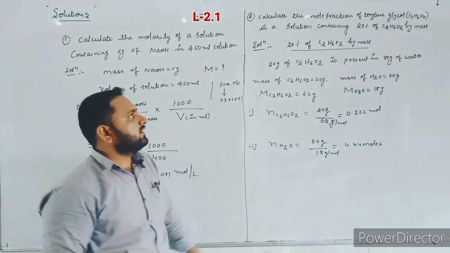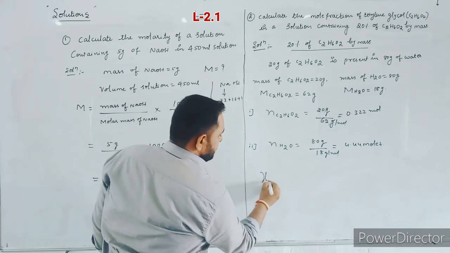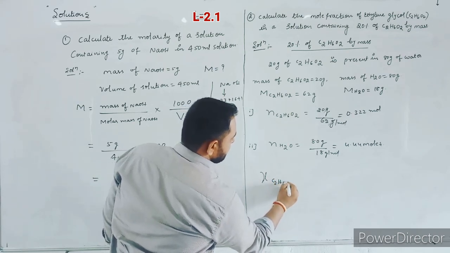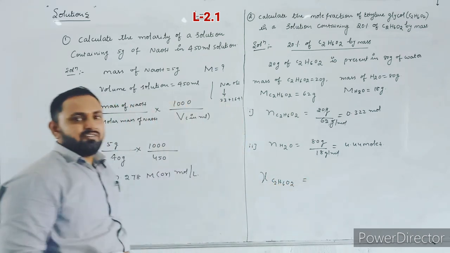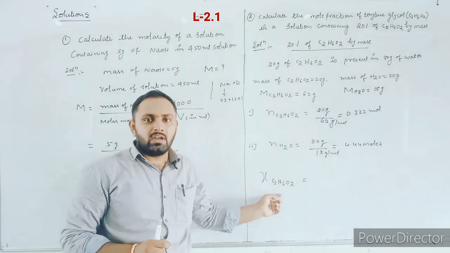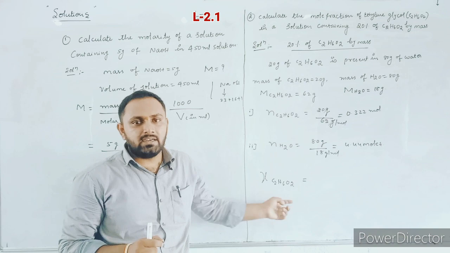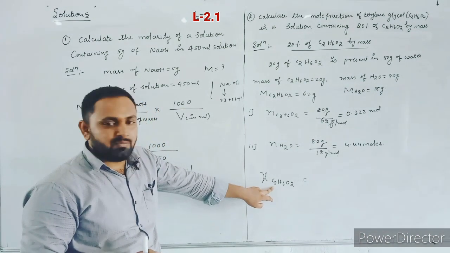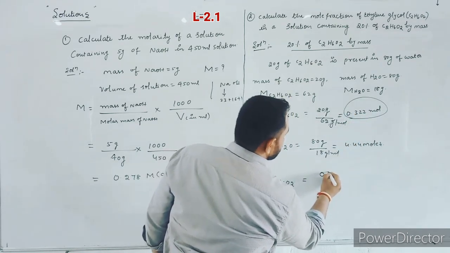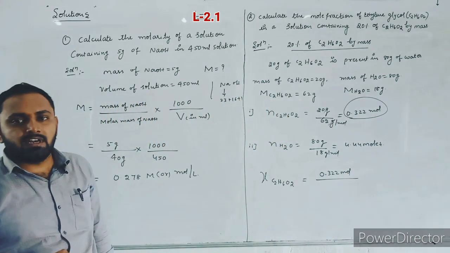Now we can easily calculate the mole fraction of ethylene glycol. The mole fraction of C2H6O2 is equal to the number of moles of a particular component. Here the particular component is ethylene glycol, because we are going to calculate the mole fraction of ethylene glycol. The number of moles of ethylene glycol is 0.322 moles.